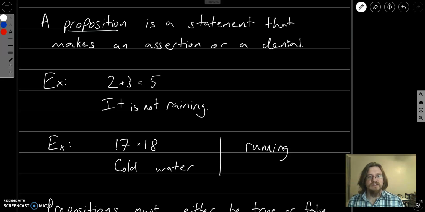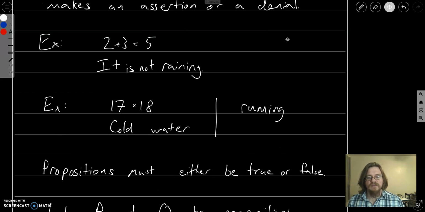A proposition will always either be true or false. So 2 plus 3 is equal to 5 could be a true statement. It could be a false statement. Hopefully you recognize that this is true. It is not raining. Well, this depends. You'd have to look outside and see. Is it raining or is it not raining? But we could determine if it is true or false. 17 times 18 isn't true or false. It's just a number.